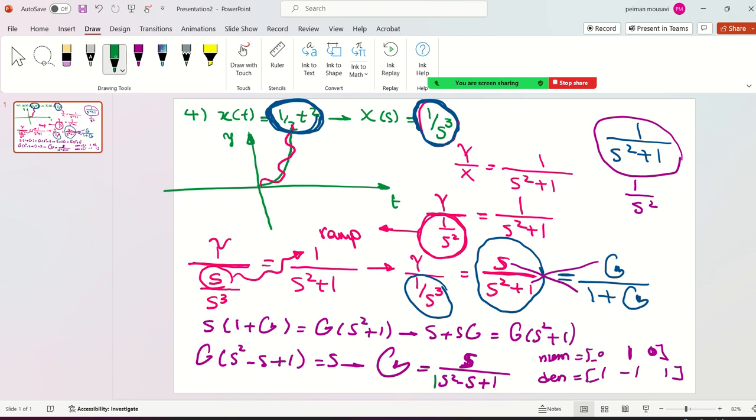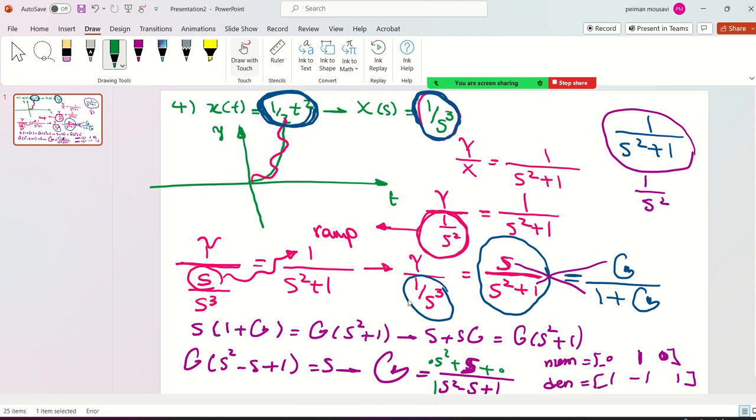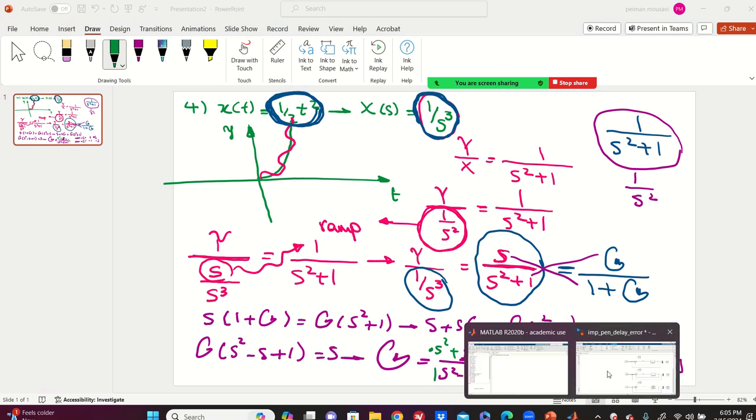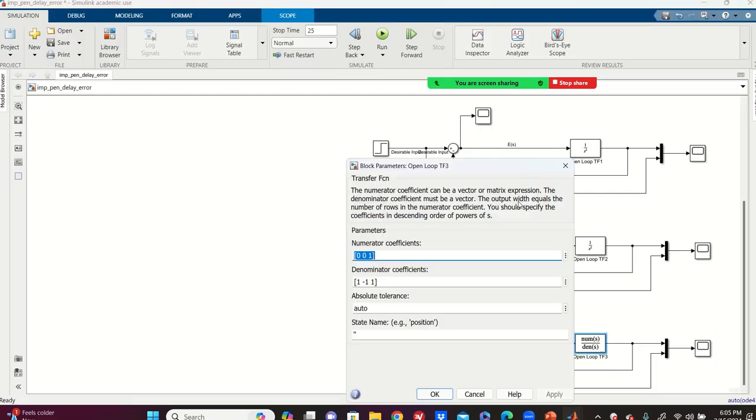Here is 1. 1 minus 1, 1. S square, S square. So this is going to be 0, 1, 0. 0 S square plus S plus 0. Like this one. 0, 1, 0. So let me fix that. 0, 1, 0. And here we go.